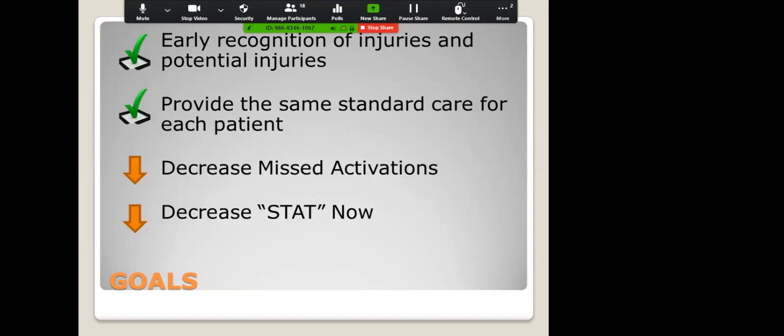Cindy, can I interrupt for a second with a question? Absolutely. There was a question about drownings and smoke inhalation, and basically that doesn't have anything to do with surgery, so really, why is that a trauma activation? So, it was drowning and?